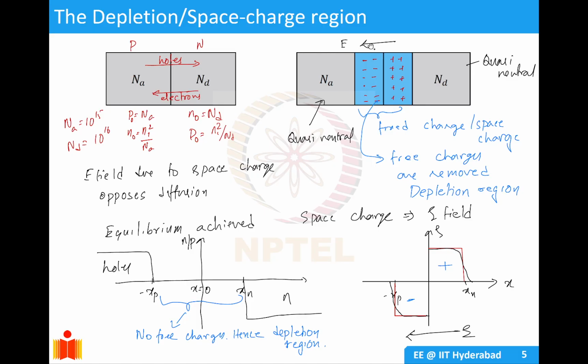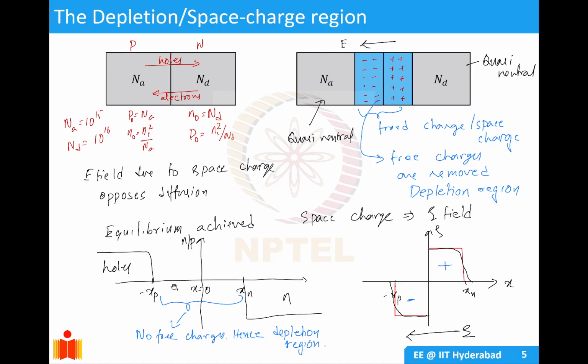So the electric field that is formed opposes diffusion, and hence an equilibrium is achieved. So you can see initially this side has holes and this side has electrons, but the holes from here have moved here and the electrons from here have moved here. So that has caused depletion of free charges in this region.